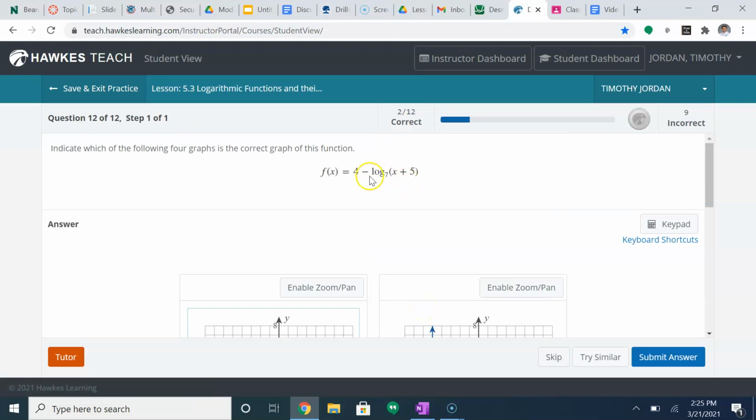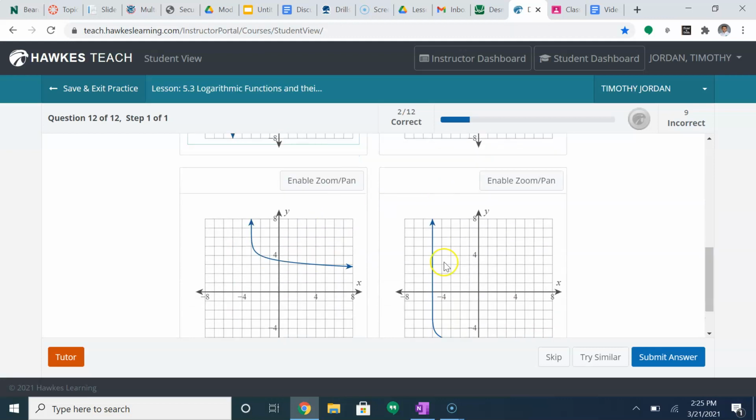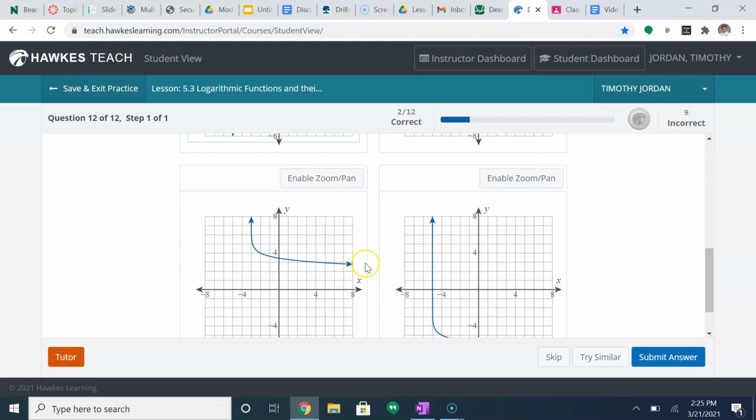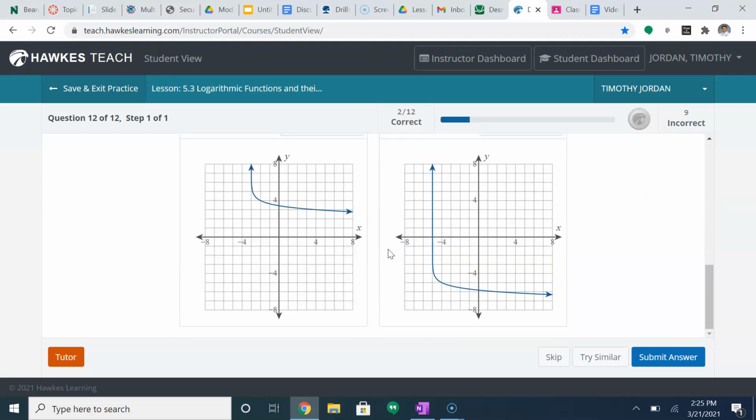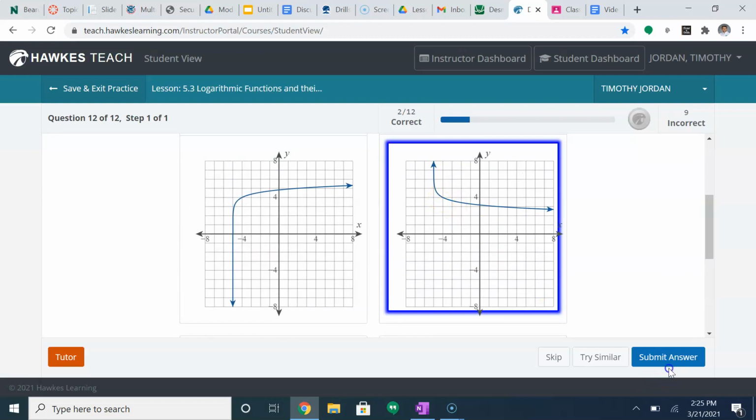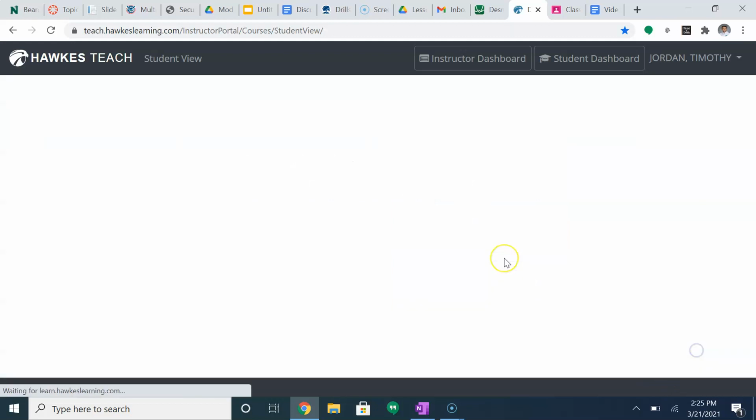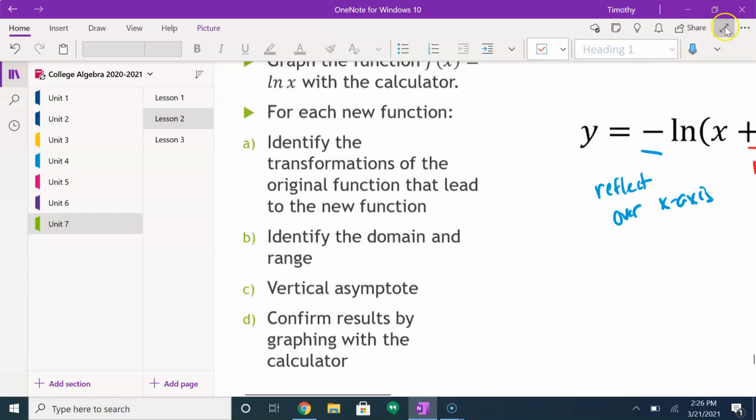This one, I'm reflecting it over the x, so it was going up. Now it should be going down, so I've got it narrowed down to these 3. I'm going to move it up 4 and left 5. So I was at (1, 0). Now I'm going to move it up 4 and left 5. Should be this one, except negative 4. So you should be fine as long as you know the general shapes of graphs.